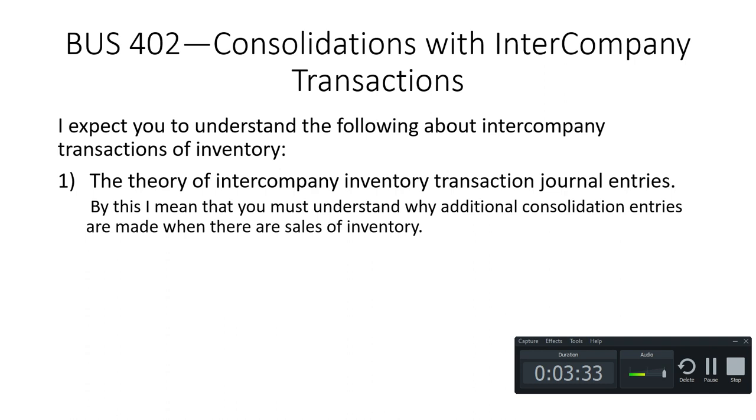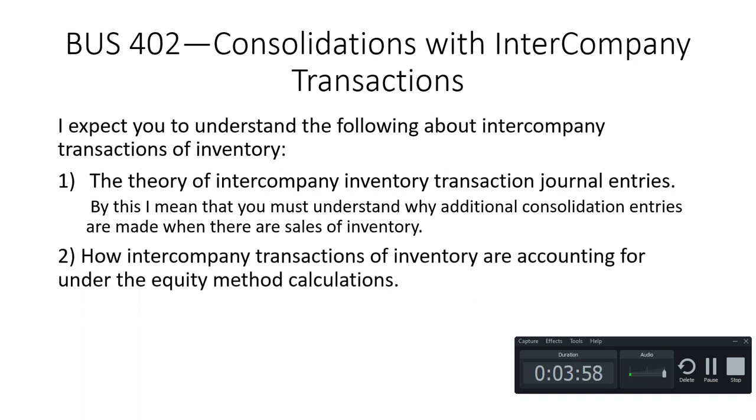Why is it that when the parent sells inventory to the sub, we have to make these additional entries? Basically, the answer is that if you don't, you're going to be overstating or misstating a lot of accounting, such as sales. You can't sell something to yourself and recognize revenue on it. You will misstate your inventory values and you'll misstate your cost of goods sold. And if you misstate your sales and cost of goods sold, that means you misstate your gross profit. So that's the main reason right there.